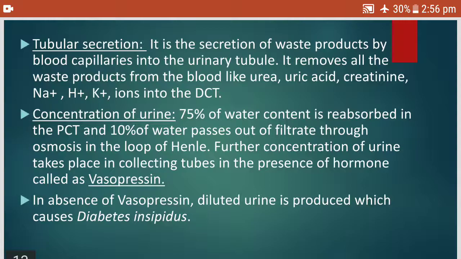Concentration of urine. 75% of water content is reabsorbed in the PCT and 10% of water passes out of the filtrate through osmosis in the loop of Henle. Further concentration of urine takes place in the collecting tubule in the presence of a hormone called vasopressin. This hormone is very important. In the absence of this hormone, diluted urine is produced, which may cause diabetes insipidus.